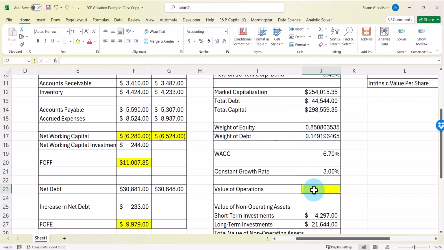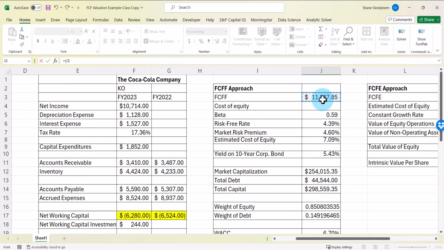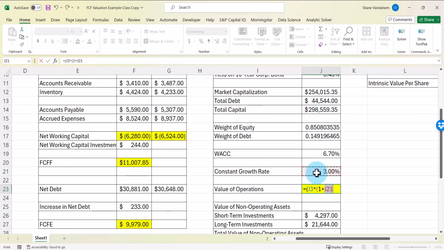So our value of operations here will be equal to, and the formula is the free cash flows to the firm. So we calculated those for the most recent year, fiscal year 2023, multiplied by 1 plus the constant growth rate. So that's my numerator. My denominator in parentheses is going to be the weighted average cost of capital minus the constant growth rate. And that gives us a value of operations of $306.570 billion. So that is the amount we would sell Coca-Cola for, probably, if we had to sell Coca-Cola.